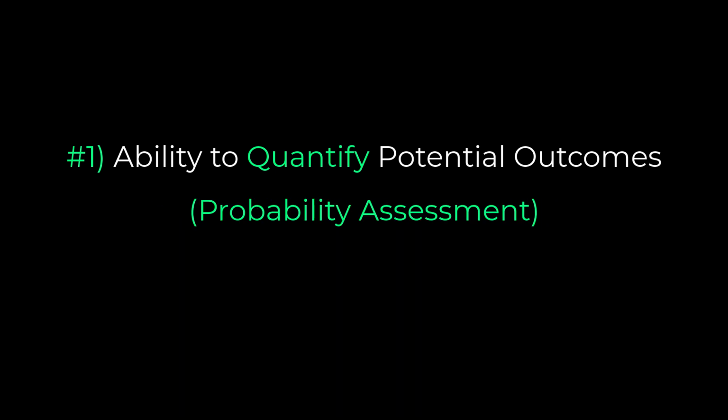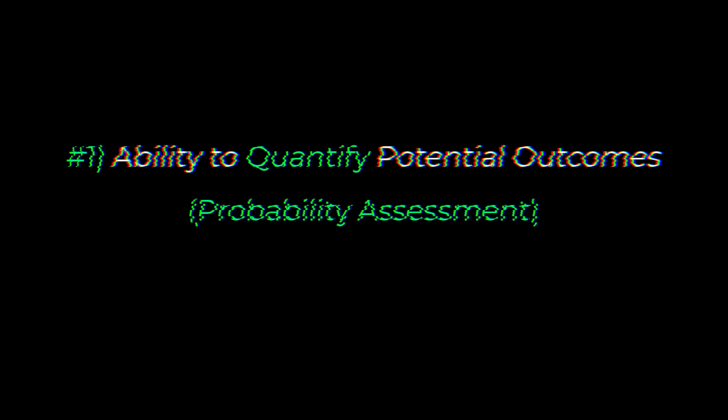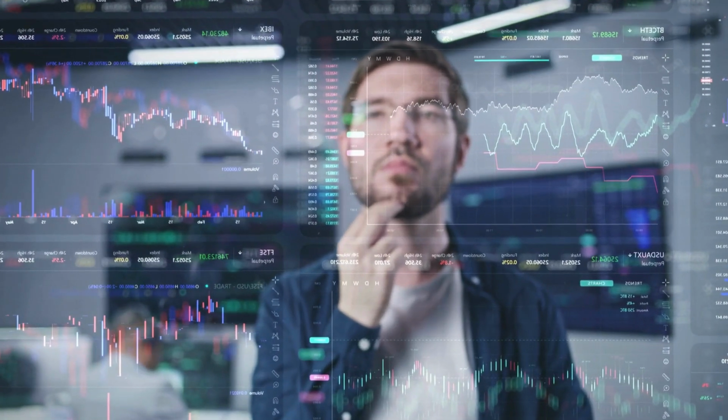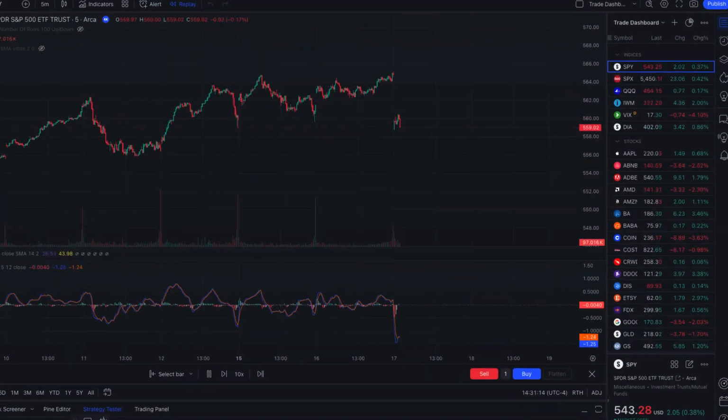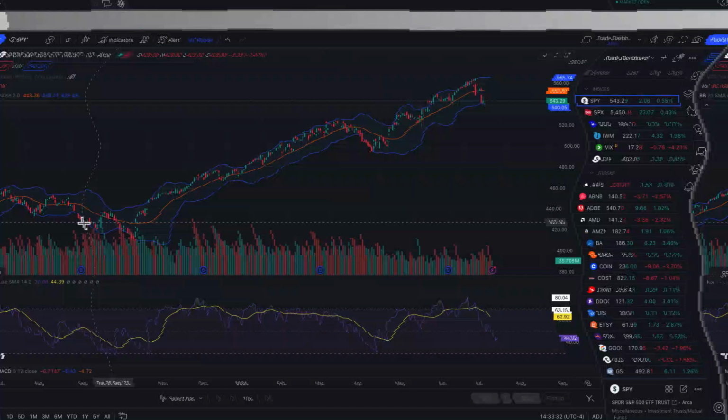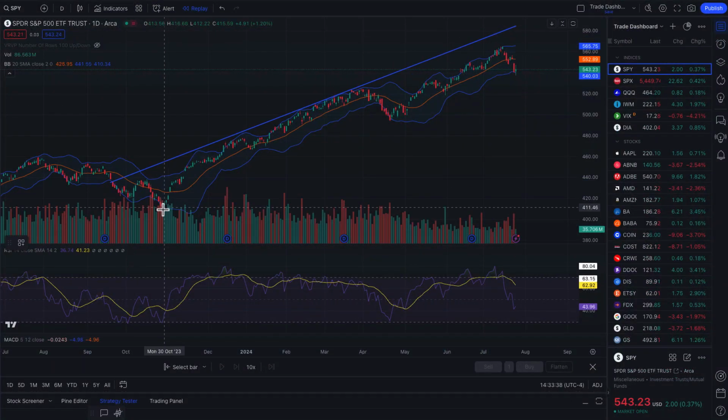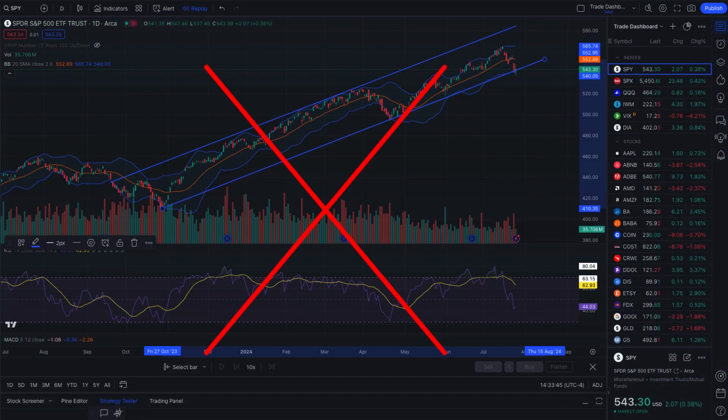Number 1, the ability to quantify potential outcomes, also known as a probability assessment. All professional traders do this in one form or another. When I first started trading, like most traders, I had no rhyme or reason to my approach. I tried momentum trading based on news events. I tried making predictions based on technical analysis, but nothing seemed to work consistently.